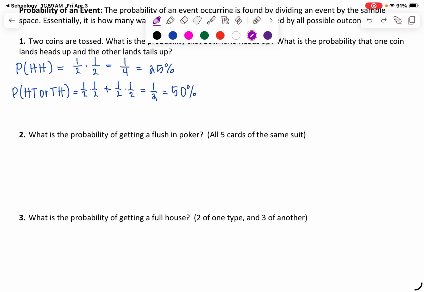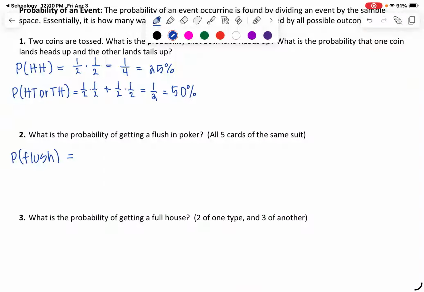Okay, what is the probability of getting a flush in poker? In my last screencast, I talked about all the different ways to get a flush and all the different ways to get a poker hand. So this is now the probability. I kind of talked about this a little bit, and I'll go back to those notes just so we can see it. Probability of getting a flush.